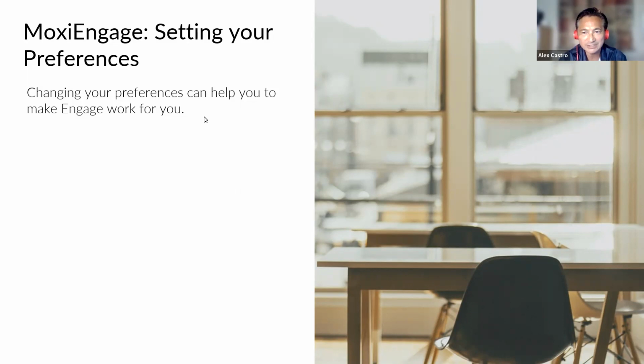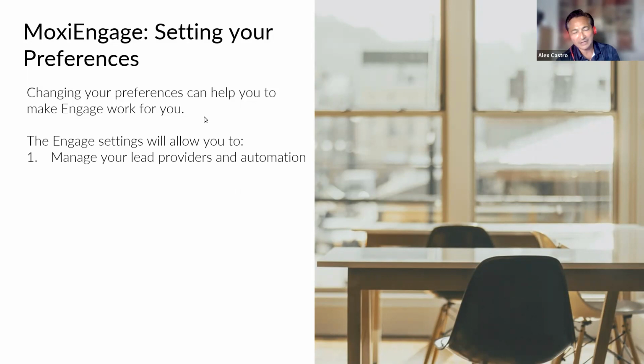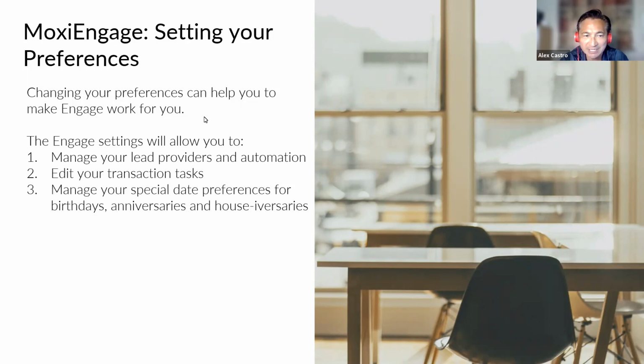There are different things that the Engage settings will allow you to do. Number one, manage your lead providers and automation. Number two, edit your transaction tasks, your transaction manager or task manager. Number three, manage your special date preferences for birthdays, anniversaries, house anniversaries. Some of you are saying, I want to make sure I send those out. But if you haven't set your preferences, you may not be sending those out, at least not automatically.